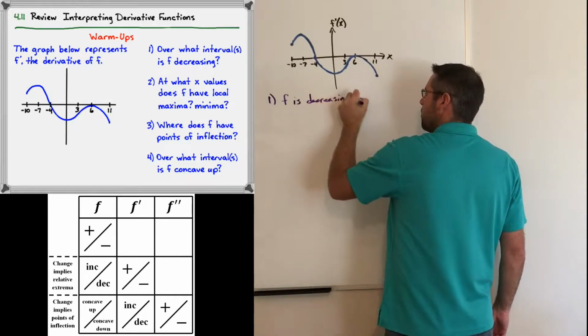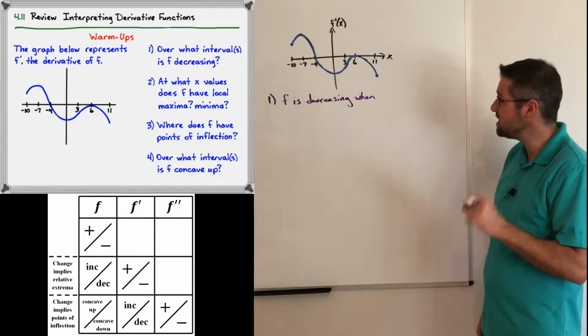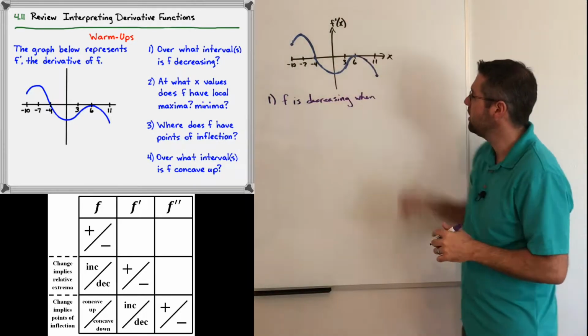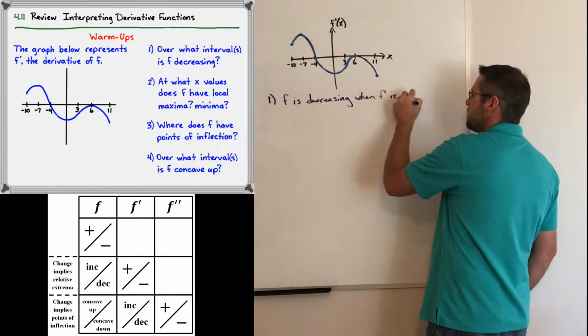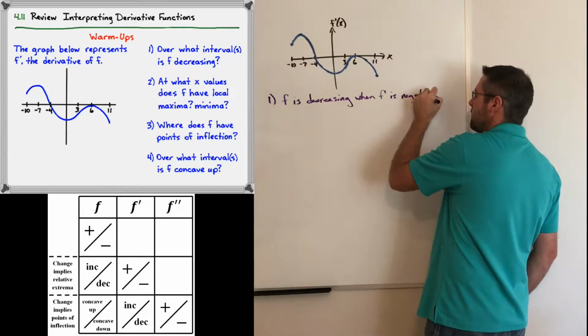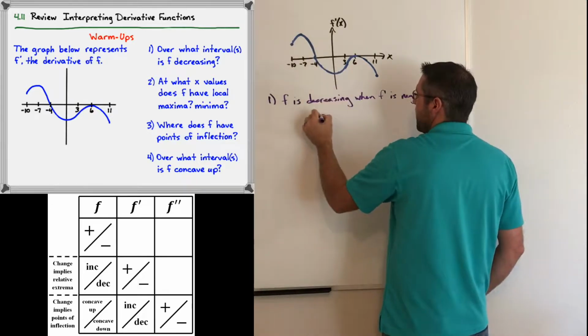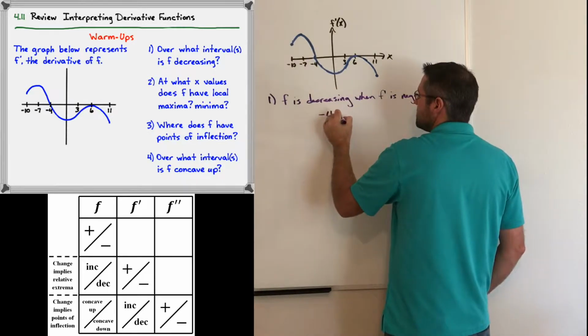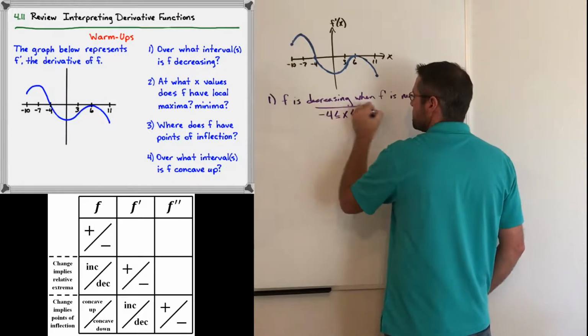when, well, thinking of the chart that we have, f is decreasing when f prime is negative. Okay, so we would conclude that f prime is negative from -4 less than or equal to x less than or equal to 11. So that's our answer for number one.